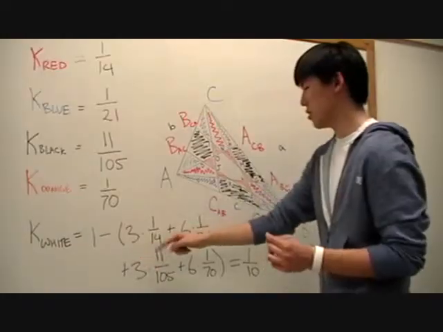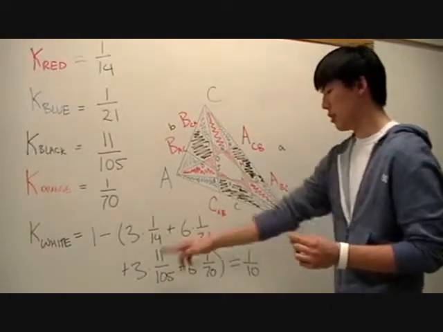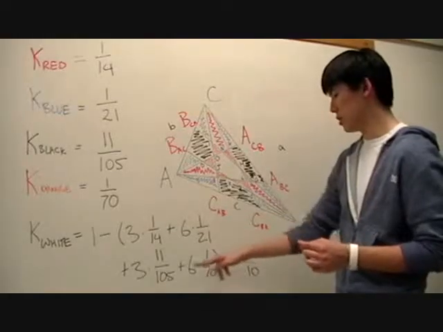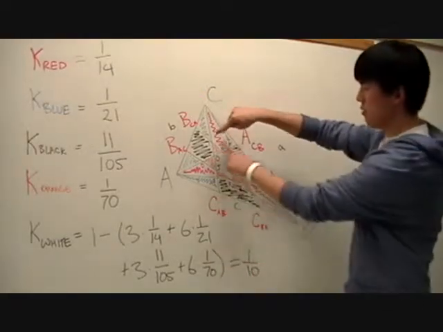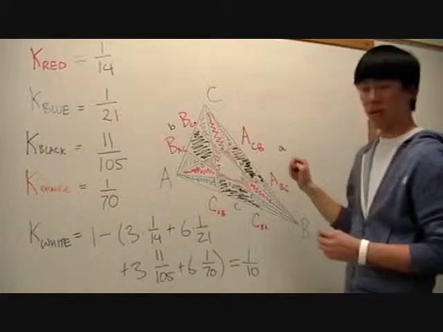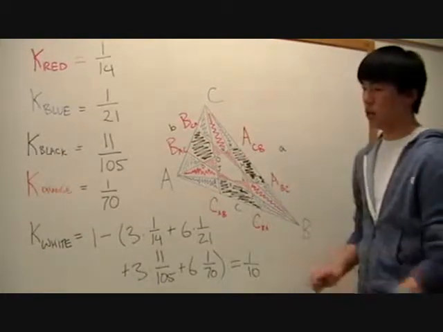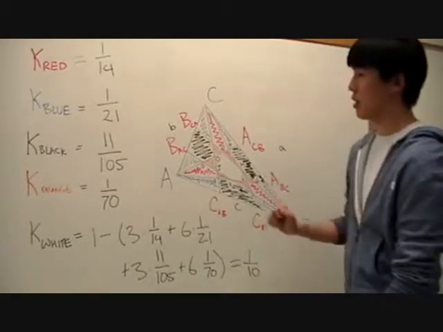We're going to subtract 3 times 1/14, 3 times 11/105, and then 6 times 1/21, 6 times 1/70, just to get rid of all of these polygons in our triangle. And that leaves us with 1/10, which is what we were after, proving Marion's theorem.